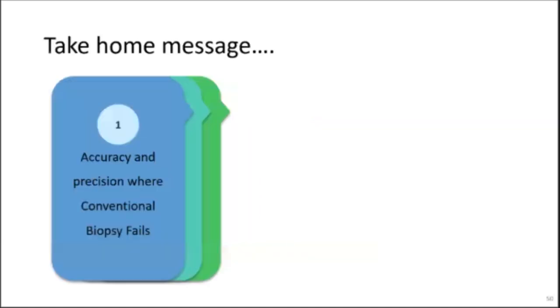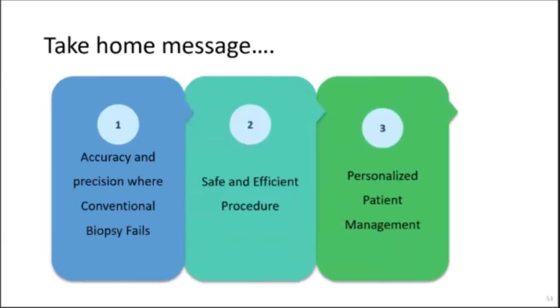So the take-home message is that functional biopsies, like those guided by PET-CT, target areas with high metabolic activity, increasing the likelihood of detecting aggressive tumors even when standard methods are inconclusive. The precise targeting afforded by functional imaging helps reduce the number of cores needed, potentially minimizing complications and discomfort compared to standard biopsies.